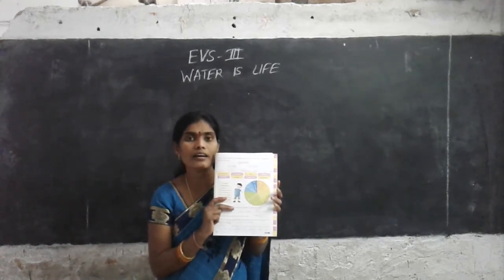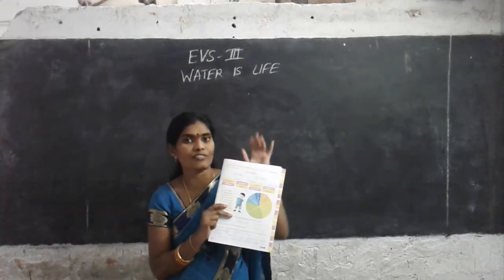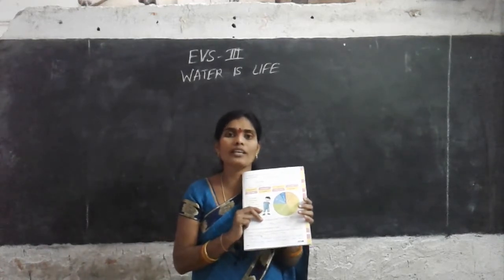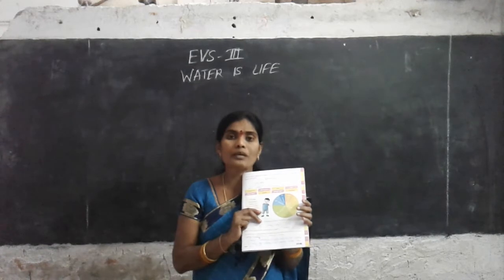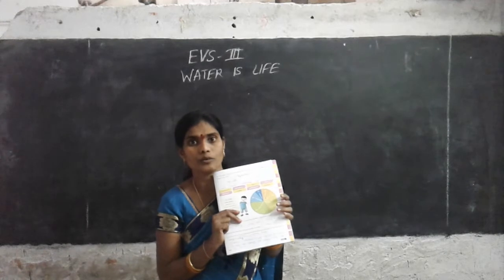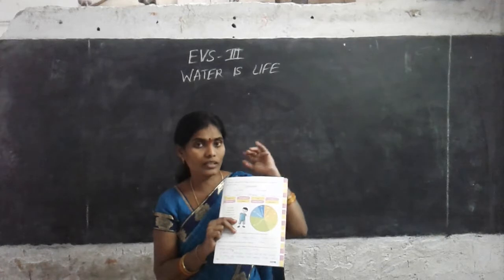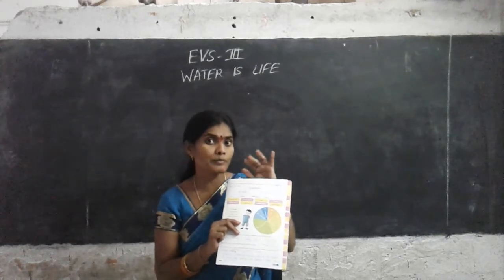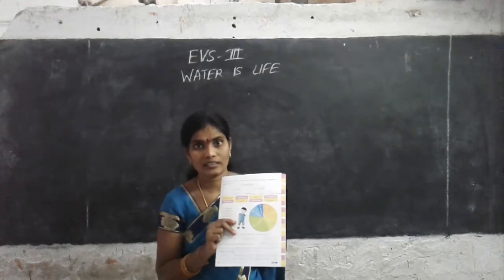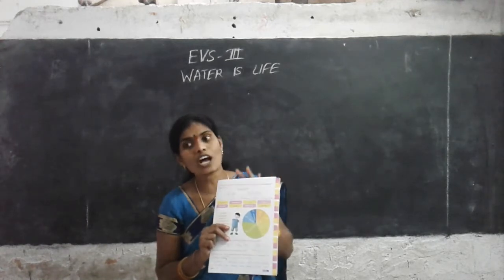Here, how the water is classified. Actually, what is hydrosphere? Hydrosphere means water. The water on the earth is called the hydrosphere. Water, how many types of waters are there? Fresh water and salt water. What is the source of fresh water and what is the source of salt water?